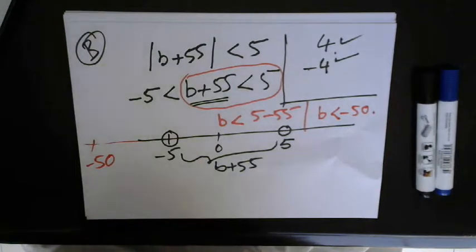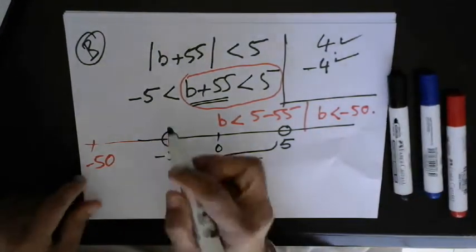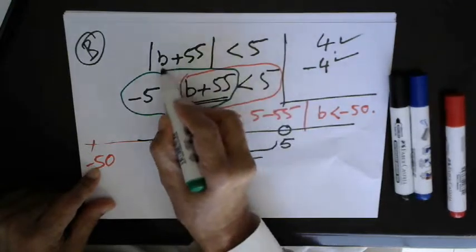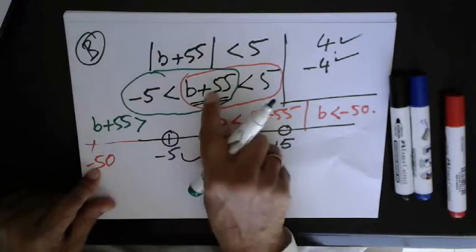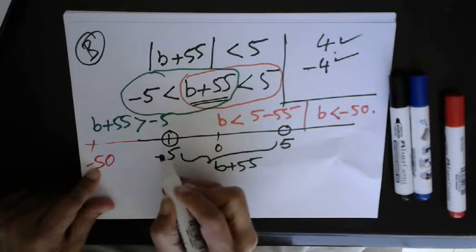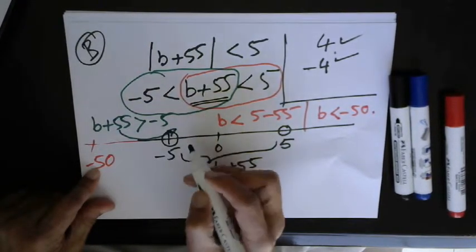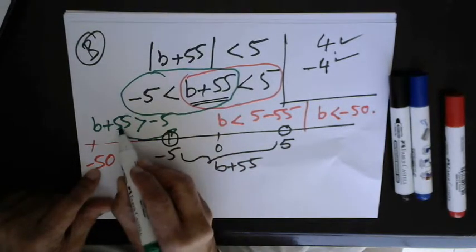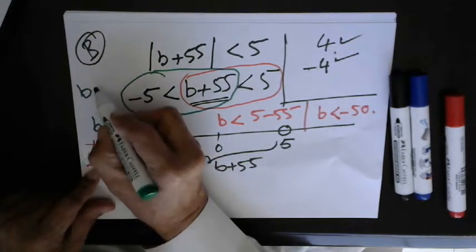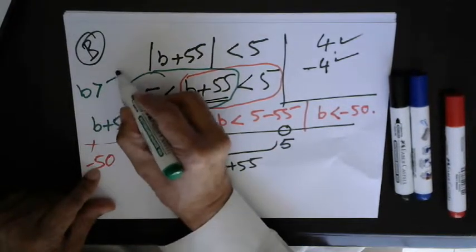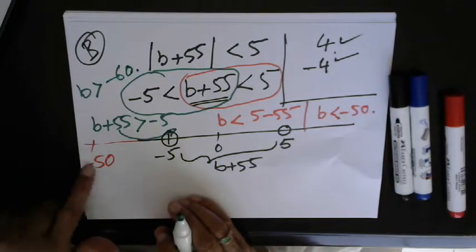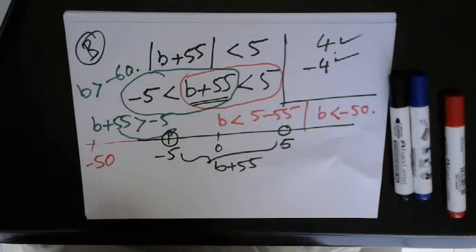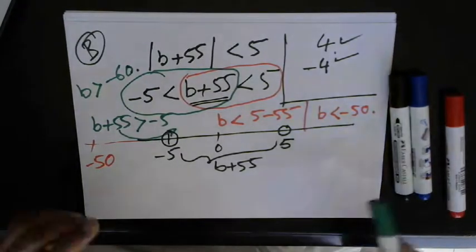If we consider this inequality, so I can write it as b plus 55 is greater than -5. If I transfer this to the other side, this will become negative, and I will get b must be greater than -60. Okay, and -60 is to the left of this -50. So this cannot be considered as an answer.